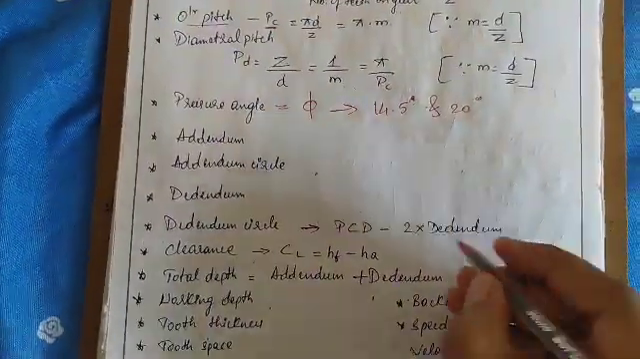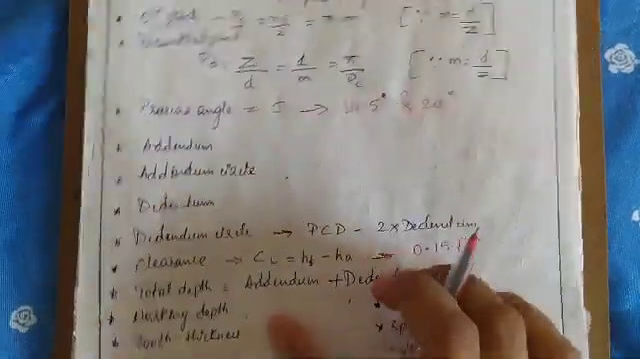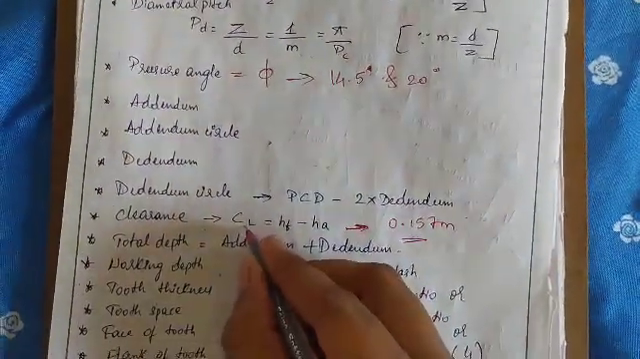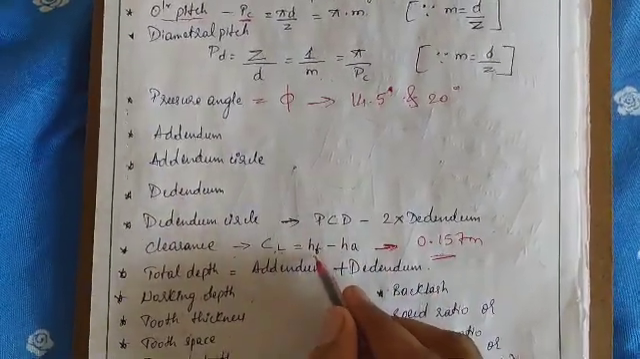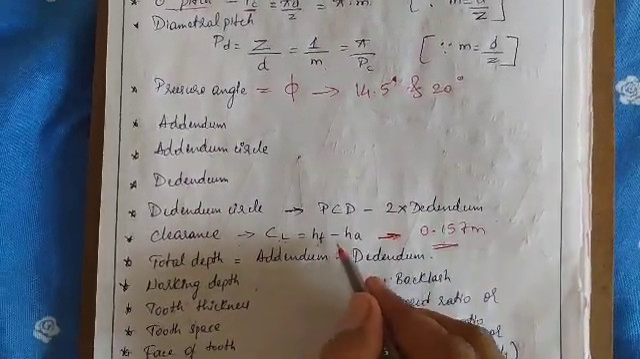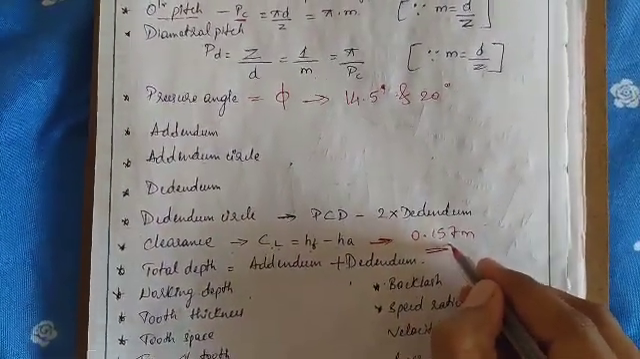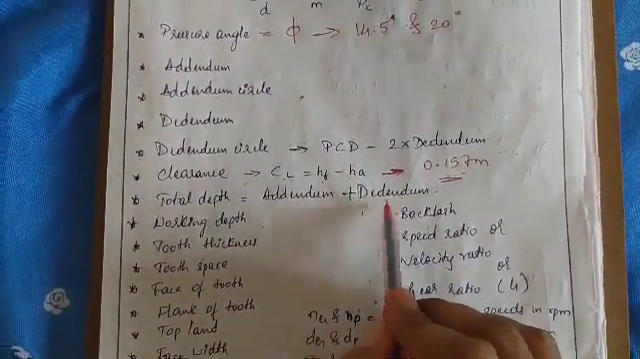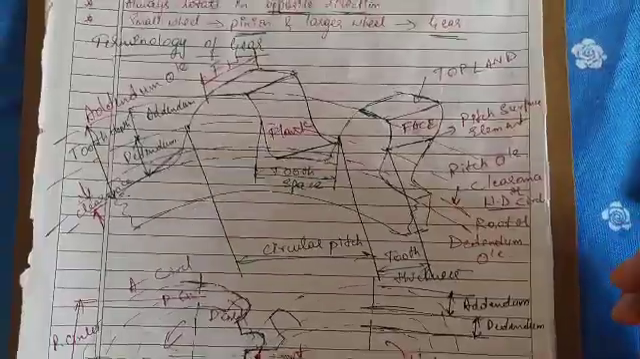And the standard teeth clearance is 0.157 m, denoted by C suffix capital L, that is HF minus HA, the height difference between the addendum and the dedendum of the teeth. That standard value is 0.157 m. So the total depth is addendum plus dedendum, and we have a working depth, which is the radial distance between the addendum circle to the clearance, as shown here on working depth.